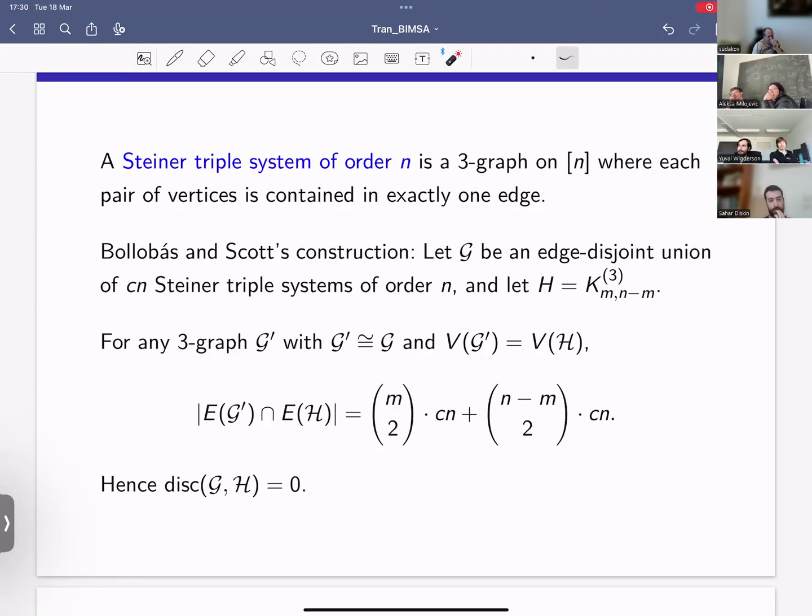And they take H to be the complete bipartite 3-uniform hypergraph. So the vertex set of S has 2 parts. One has size m and the other has size n minus m. And the edges must intersect both parts. And let us see that the discrepancy of the pair G and S is 0. So this would give a counterexample to their own conjecture.